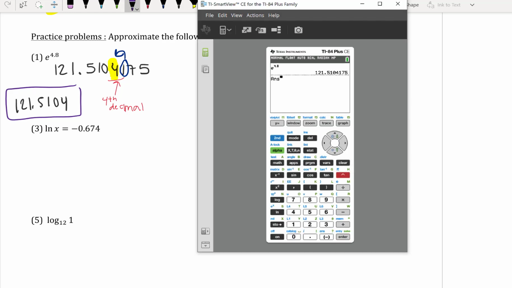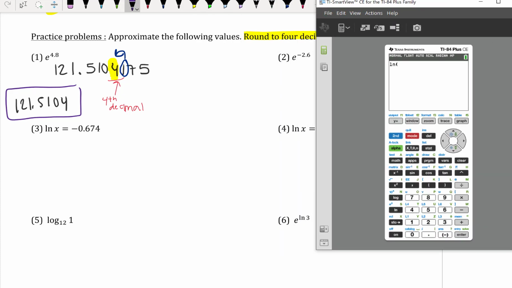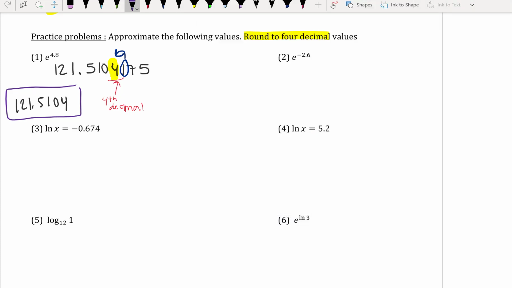So for number 3, I now have the ln. So my natural log of x is equal to negative 0.674. This one is actually a little bit more involved than I thought. It's not just as easy as putting it into your calculator. Here you have to remember that natural log and e cancel each other out.